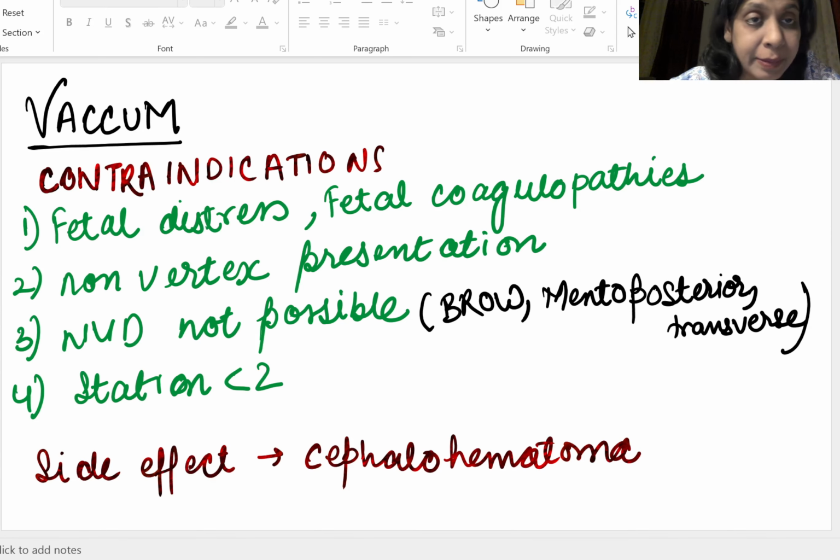And yes, forceps can be applied in breech. You all know forceps can be applied in the mento anterior position of the face. So these two are indications of forceps and contraindications of vacuum that we have studied. NVD not possible, I already studied it, we already talked about it. And station less than +2, that's all to be known about forceps and vacuum. Let's move to the next slide.